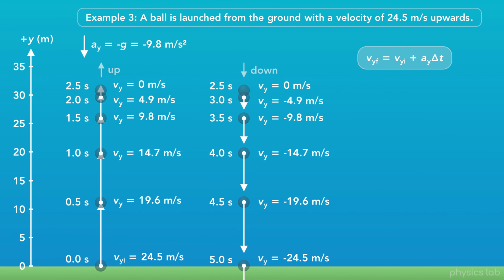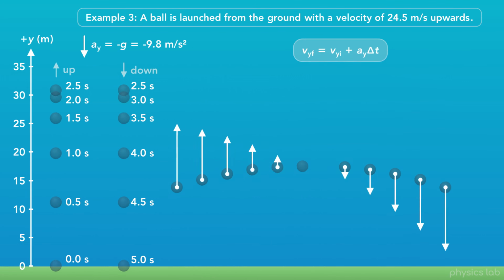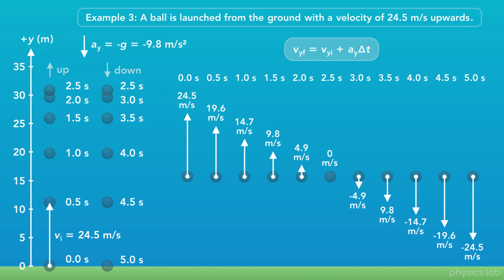Now let's look at the velocity vectors. The velocity has the same magnitude when the ball is at the same height, but they're in opposite directions. If we line up the velocity vectors at each time point, we can see how they're changing. This sort of looks like the velocity versus time graph. It starts out pointing upwards. It decreases as the ball slows down. It's 0 at the maximum height. Then it reverses direction and increases as the ball falls.